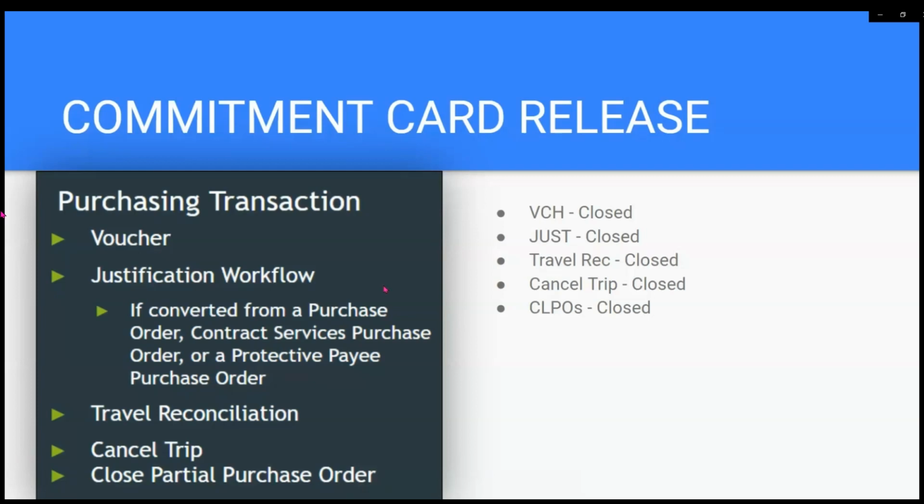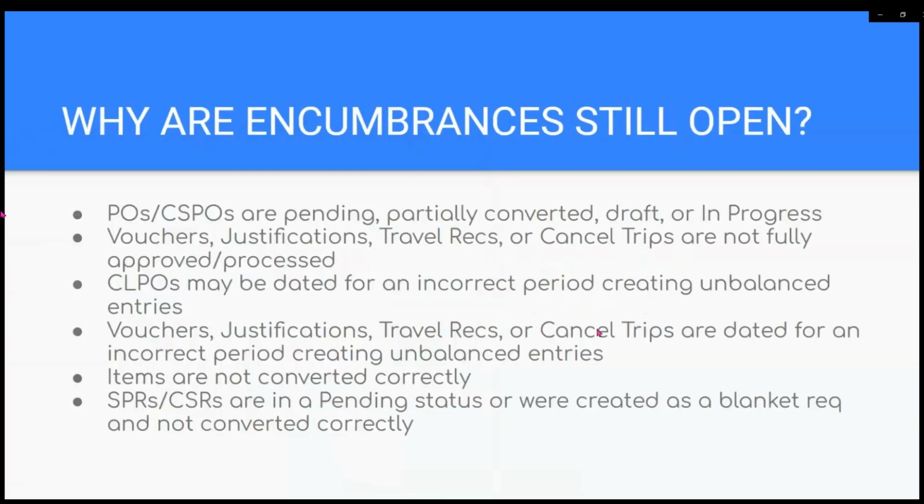So we'll look at our purchasing list screen when we get into Intacct and go through that. So why are encumbrances still open if we're expecting to see no balances on our financial reports? Number one, just what we've gone through. Our purchase orders or contract service purchase orders are pending, partially converted, draft or in progress.